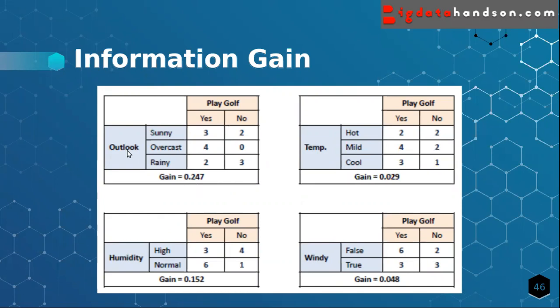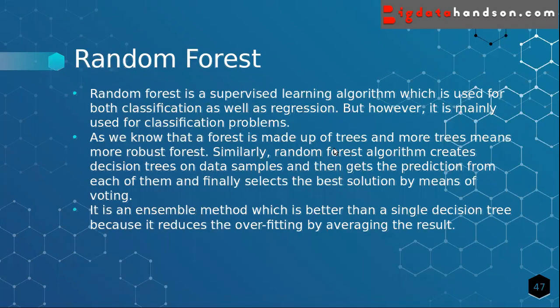So you can see the gain of outlook is 0.24, gain of humidity is 0.15, temperature 0.029, and wind is 0.049, and then it will sort them out. That's why it selected the outlook feature as the root node. Okay, and then humidity, and then windy, and then the last one is temperature. Okay, so that's what the decision tree is.